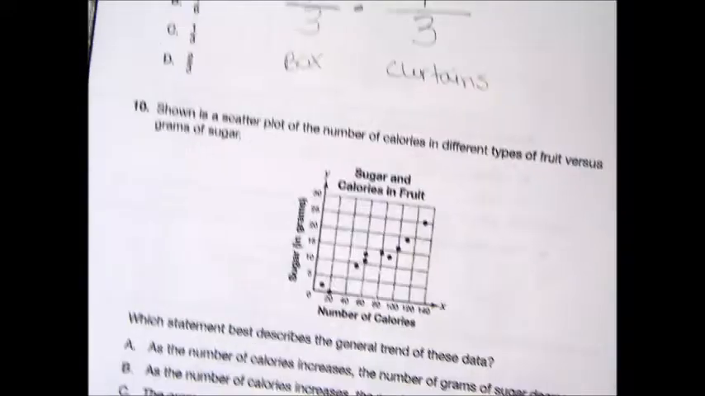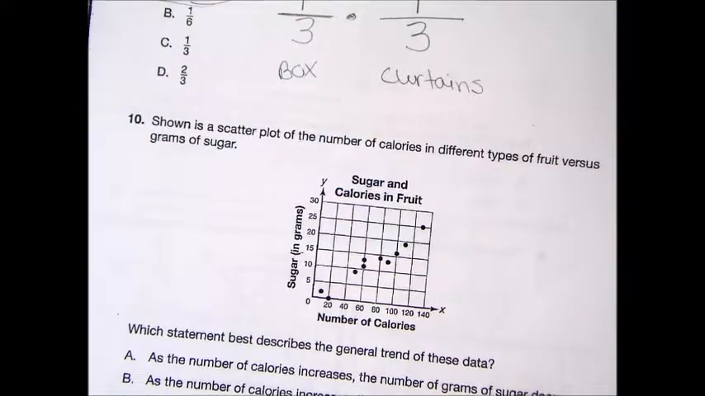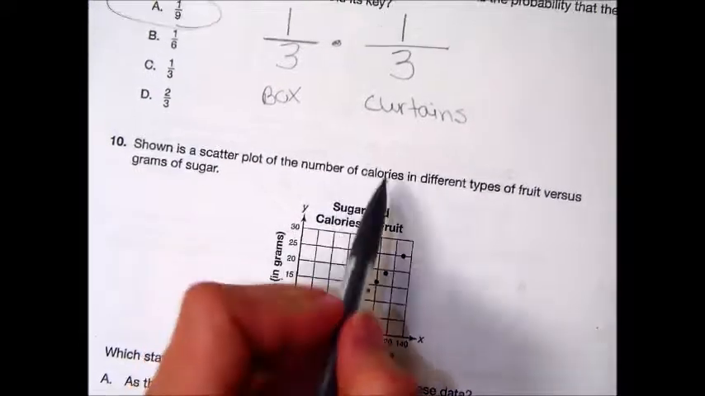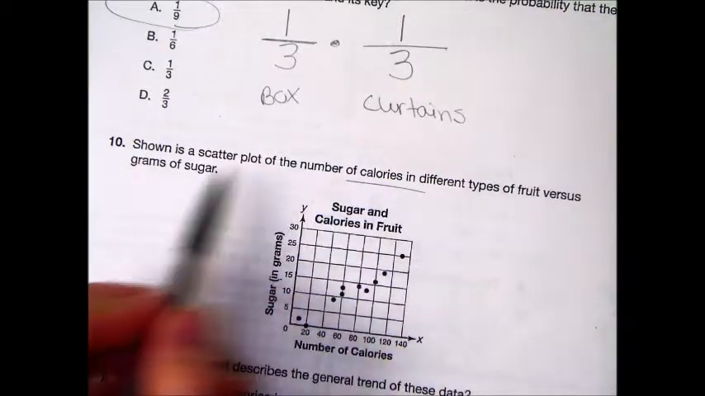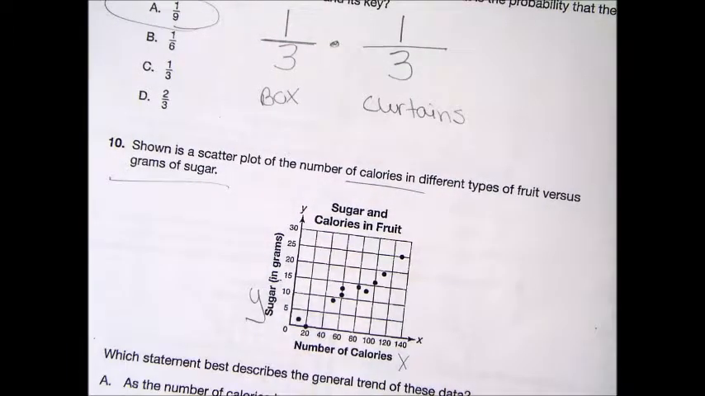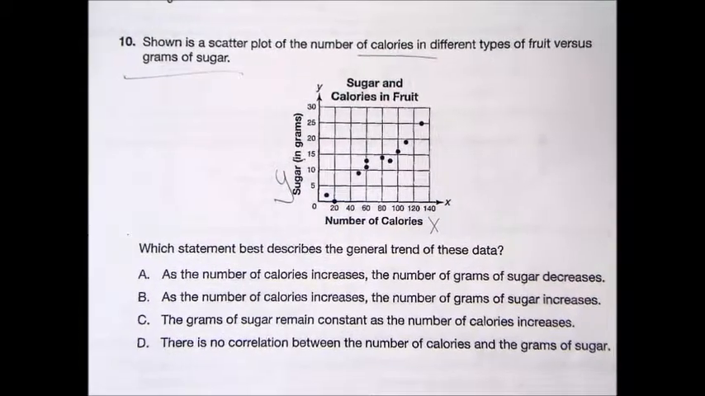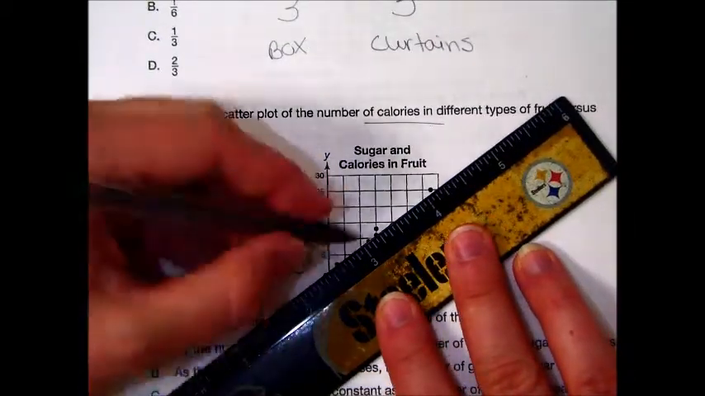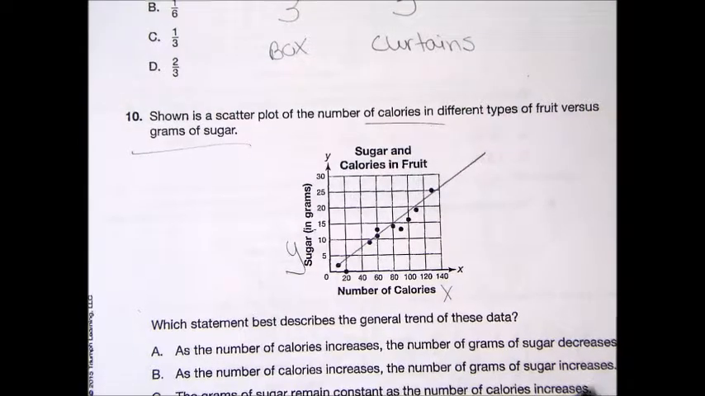Number 10. Shown is a scatter plot of calories in different types of fruit versus sugar. Okay, so calories is X, sugar is Y. What statement is true? First of all, I want you to see that these tend to go up. Can you kind of see that those tend to go up?